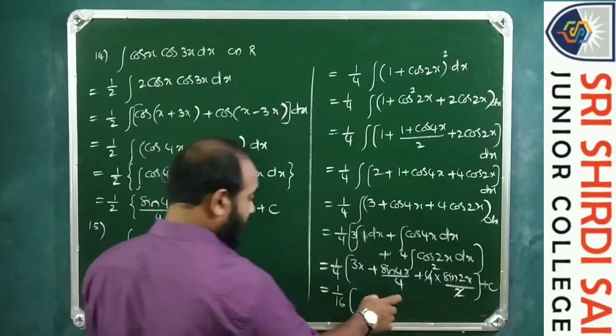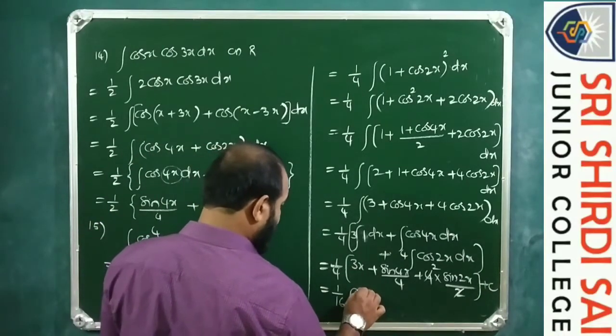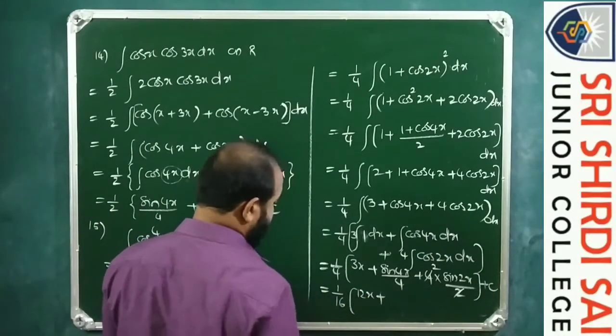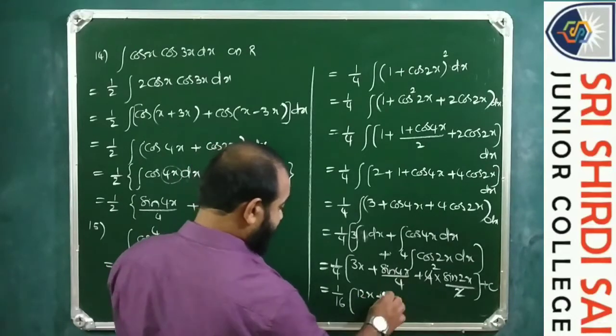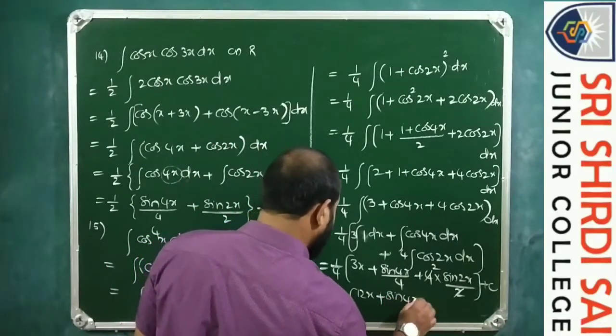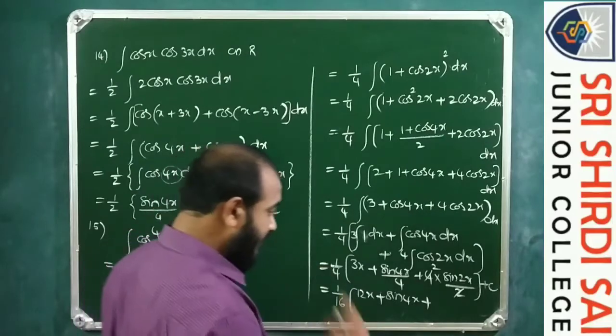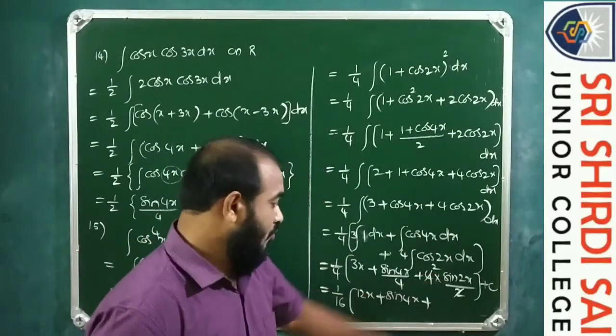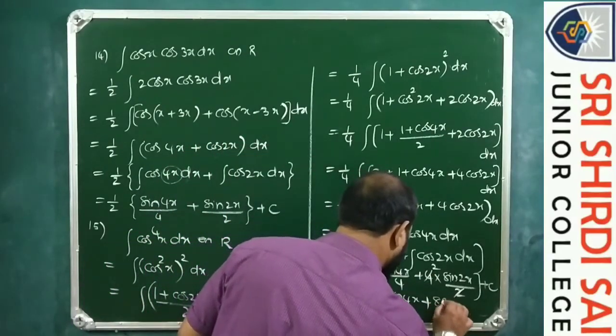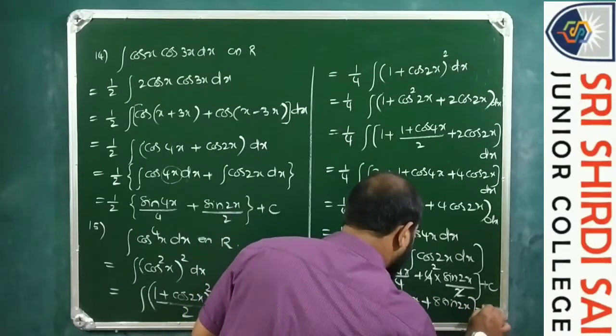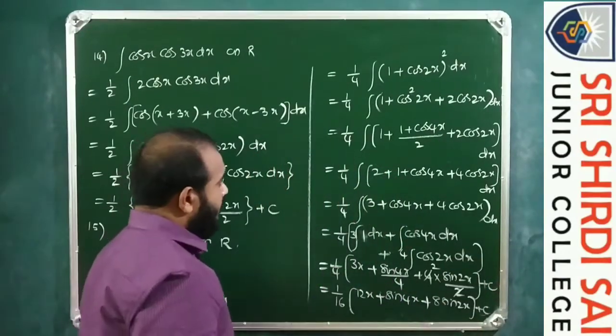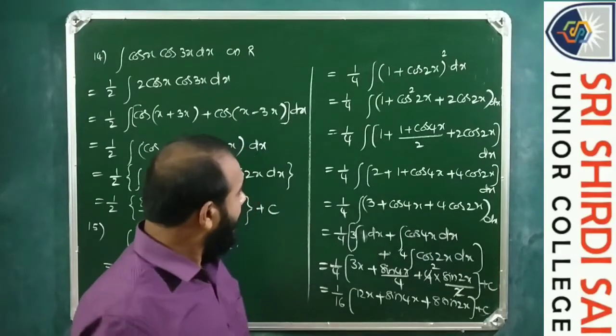So this is 4 3s are 12x plus this is sin 4x plus this is 4 2s are 8 sin 2x plus constant of integration c. A small mistake we have committed here.